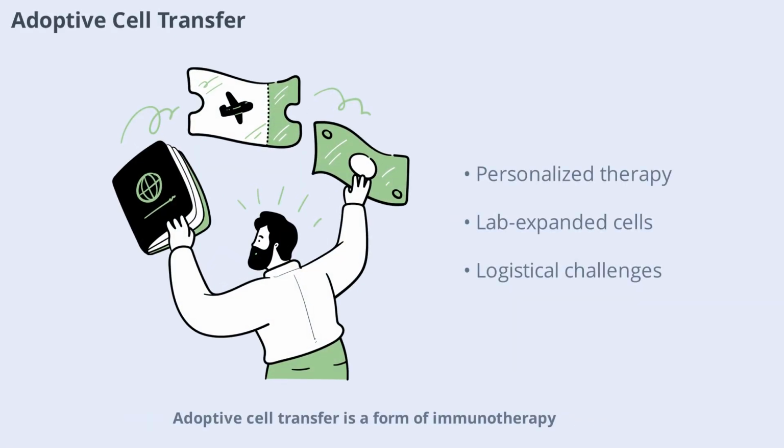Adoptive cell transfer is a form of immunotherapy where immune cells are collected from a patient, modified or expanded in the lab, and then infused back into the patient to fight cancer. This approach can include TIL therapy, CAR T-cell therapy, and others. It offers the potential for highly personalized treatment but also presents logistical and safety challenges.